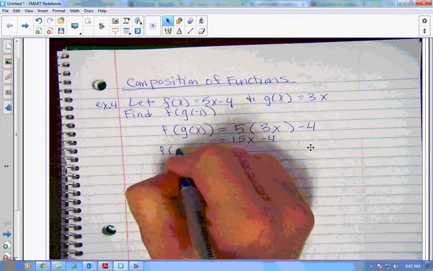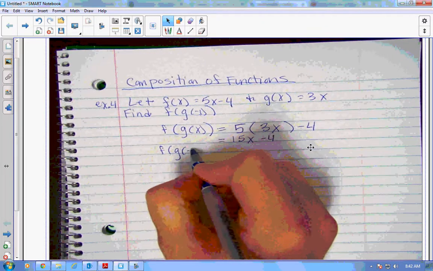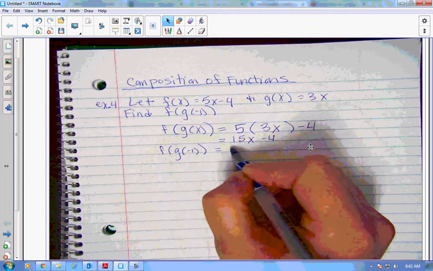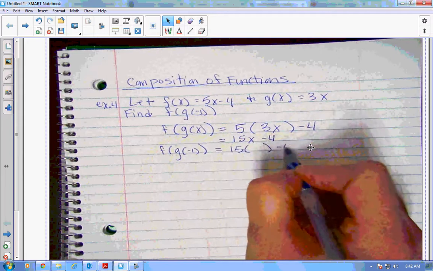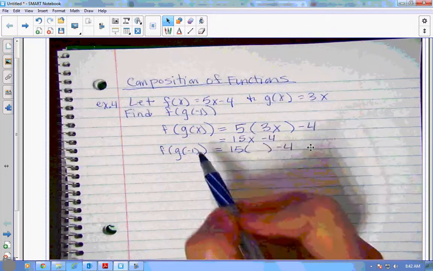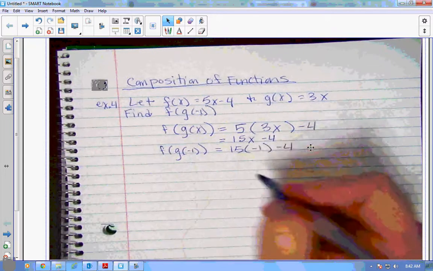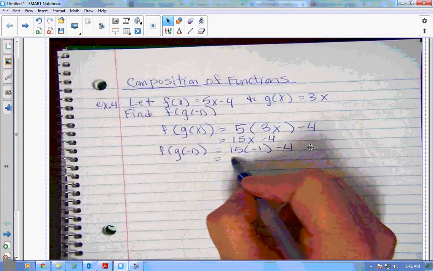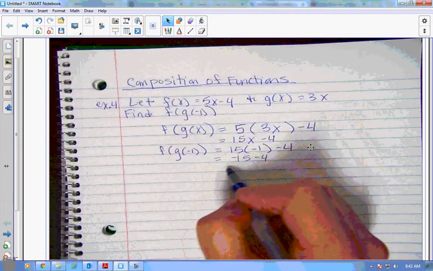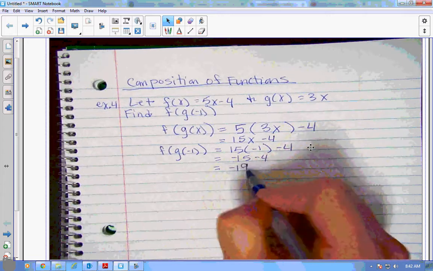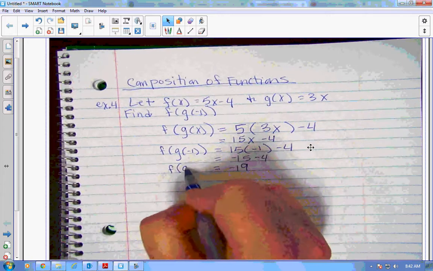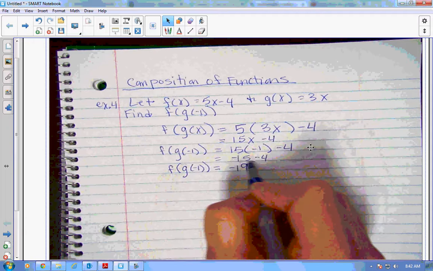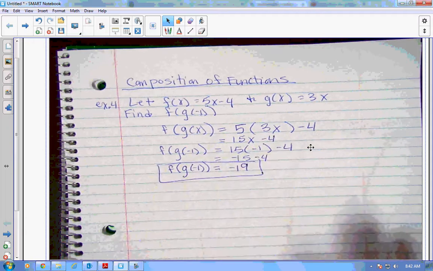So f of g we've done. Now we're going to insert negative 1. So again, wherever there's an x, we put parentheses. Inside where the x is, now we're going to insert negative 1 and simplify. Multiplying first. 15 times negative 1, we get negative 15 minus 4. So that is negative 19. And I would like you to write f of g of negative 1 equals negative 19, the whole function.